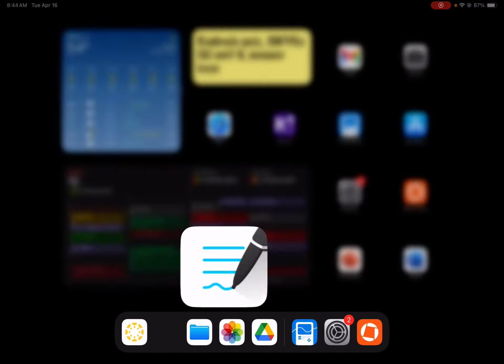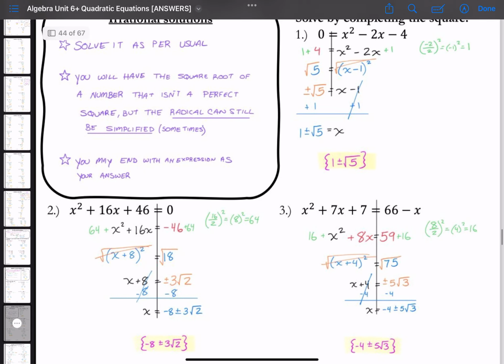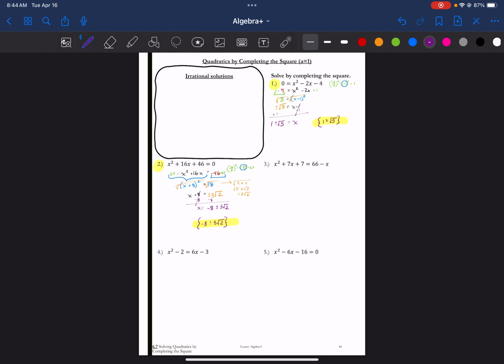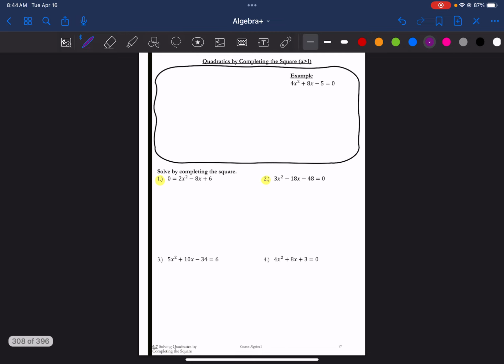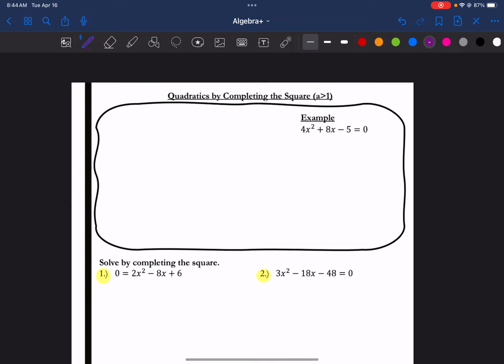All right, let's check our answer to number 3. So you should have gotten negative 4 plus or minus 5 root 3. Go ahead and continue to practice. As you can see, there's tons of practice with when a equals 1. And the next lesson will focus on when a is greater than 1.